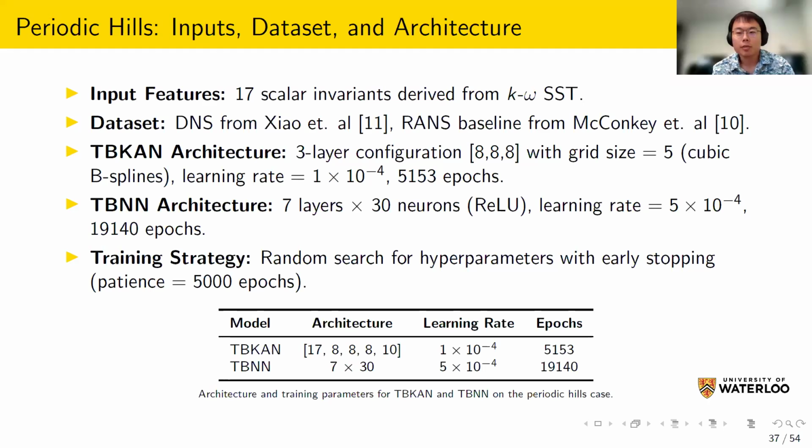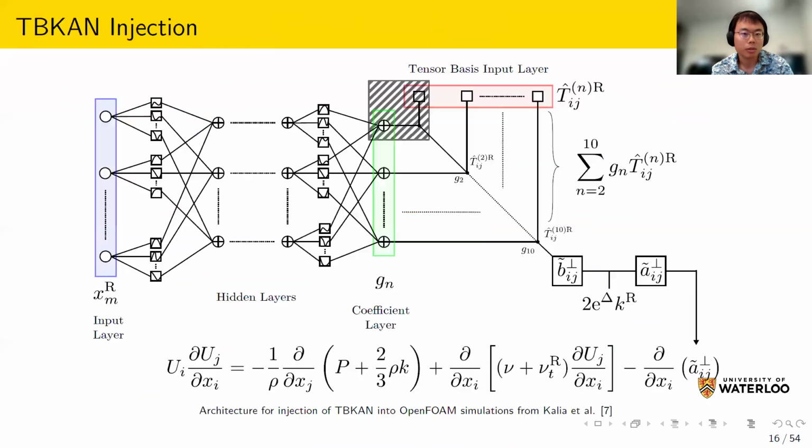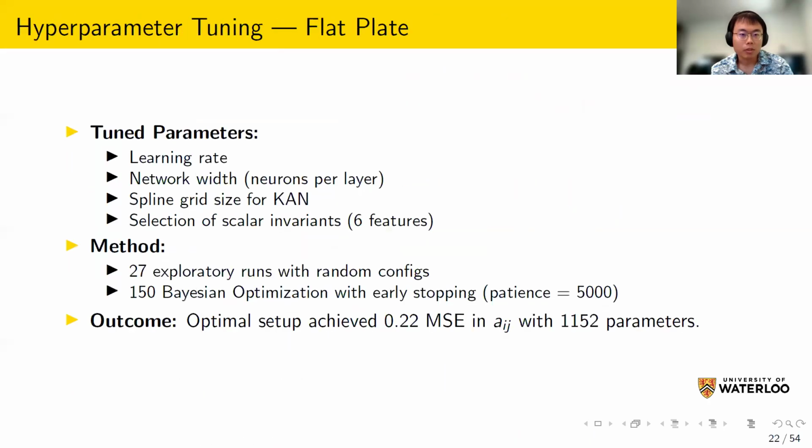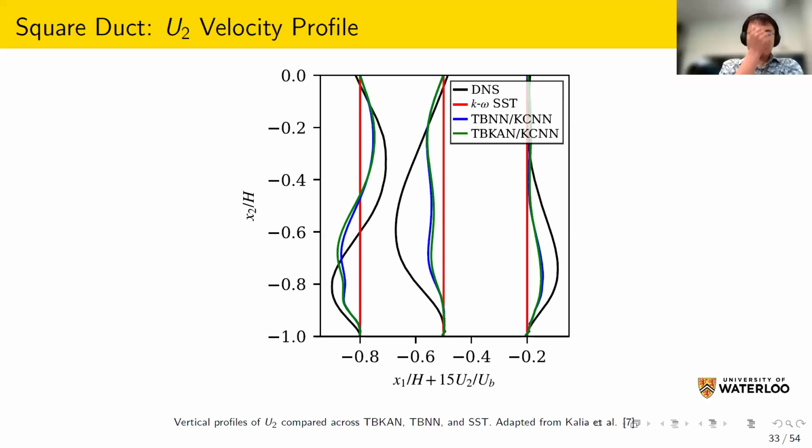One is for the injection part. Could you please turn to the injection of the square cylinder, the velocity profile, U2 or U3? Yes, here. So here the injection is by the hybrid, just implicit plus the explicit integration, right? In that case, there's a difference between the TBNN, TBCAN, and DNS.